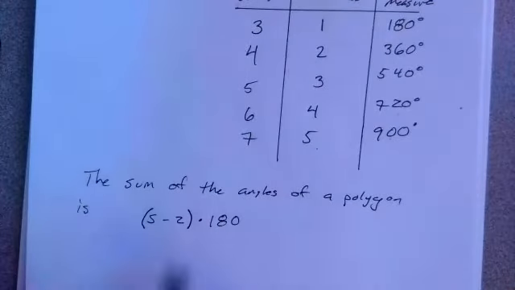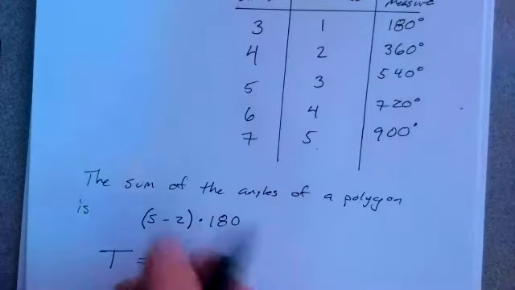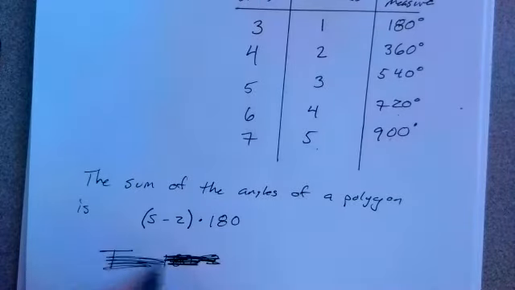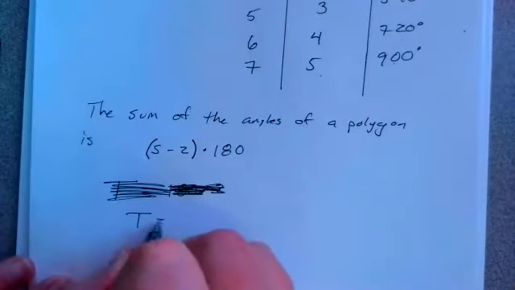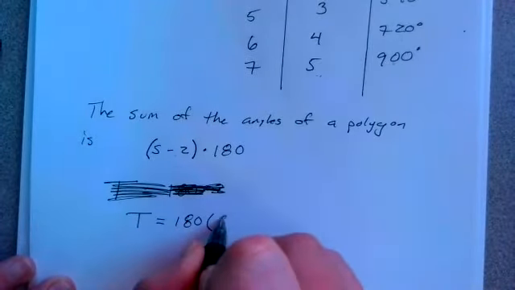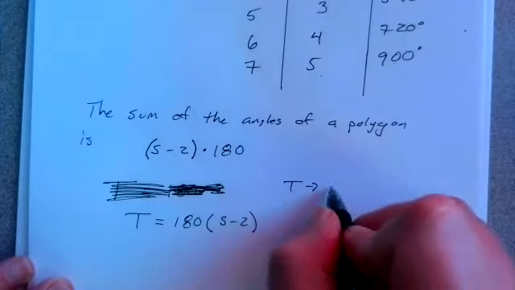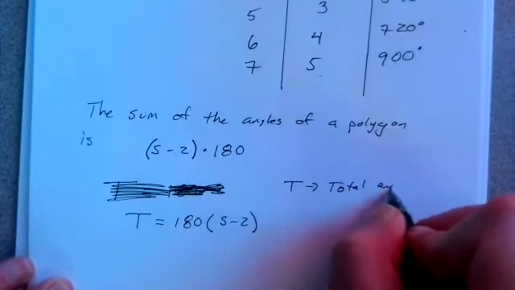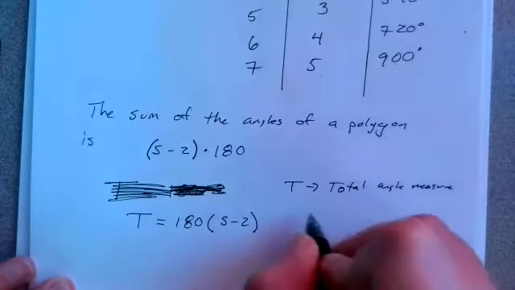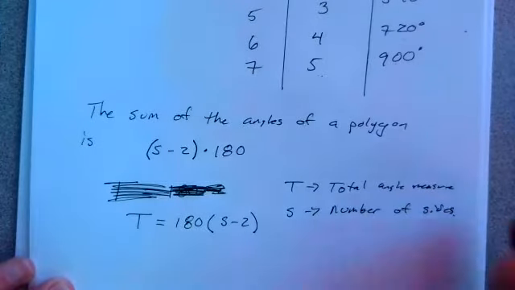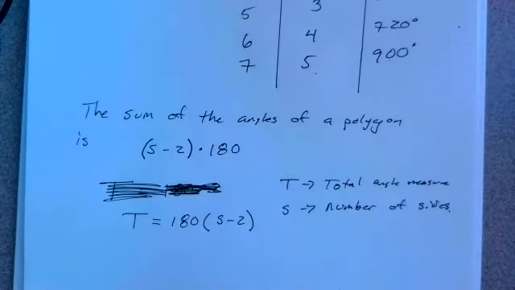So let's call T the total angle measure is equal to, and this is a little bit backwards. I like to see my number in front of the parentheses. So we're gonna say 180 minus, excuse me, sorry. Don't mess up. Quit being human. Okay, I'll try again. The total is equal to 180 times S minus 2, where S is the number of sides, right? So T is our total angle measure, and S is our number of sides.